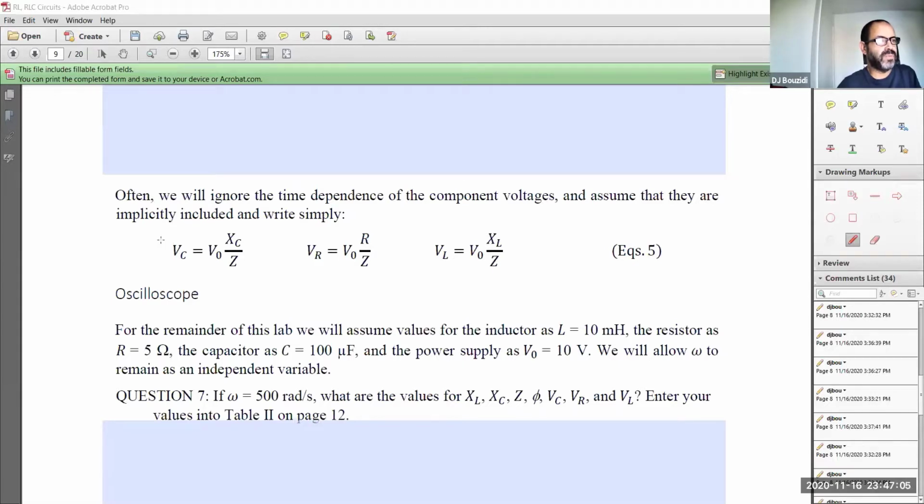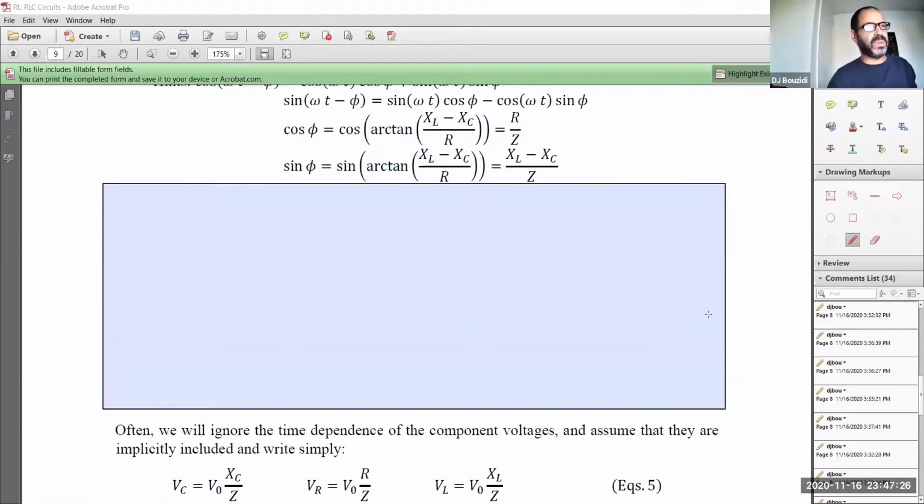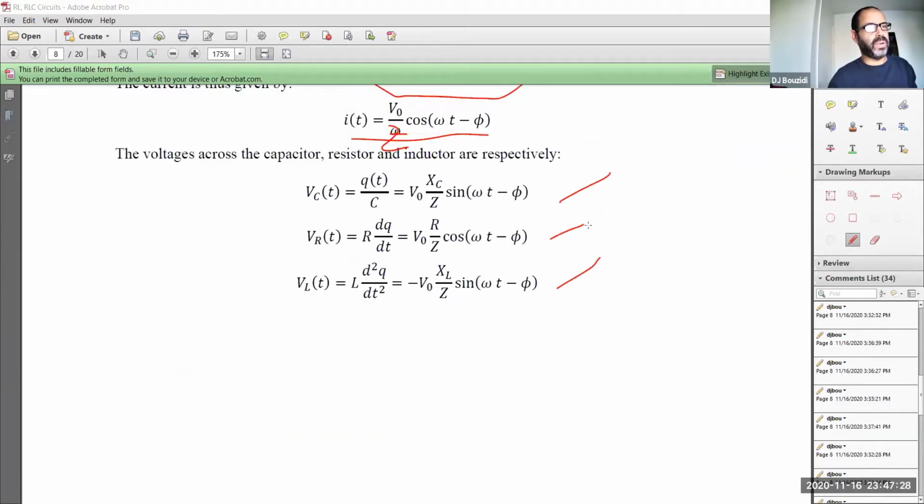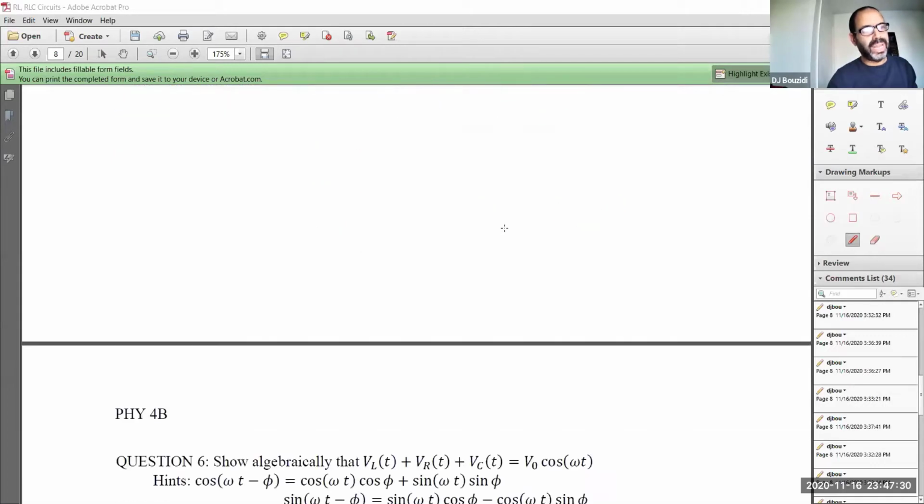Here is the question before that, actually question 5. It gives you those answers. We don't usually write the phase. We don't even write the signs. Those are assumed. Often we will ignore the time dependence of the component voltages and assume that they are implicitly included and write simply. So instead of writing these expressions that I was referring to earlier in the calculations, we don't write this. We write them like this.